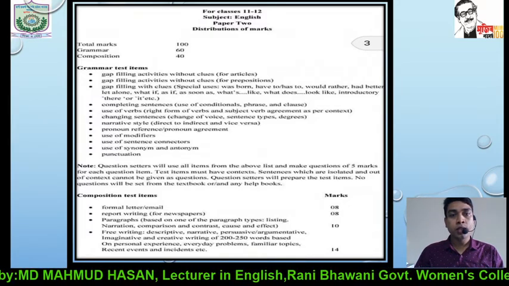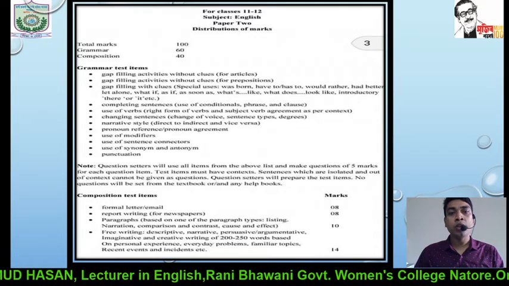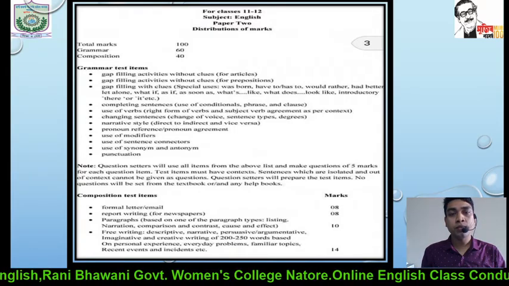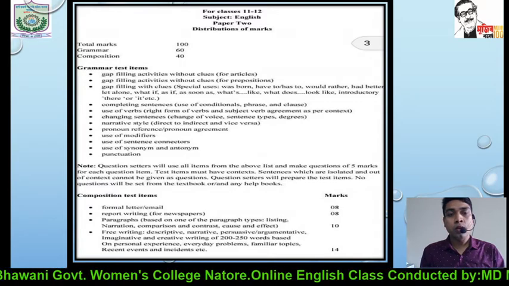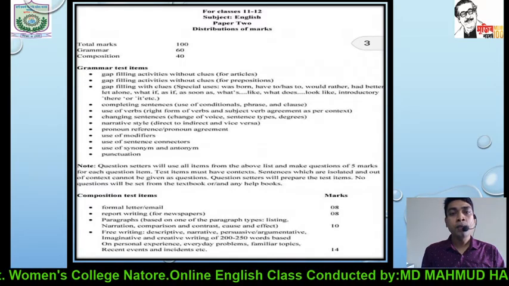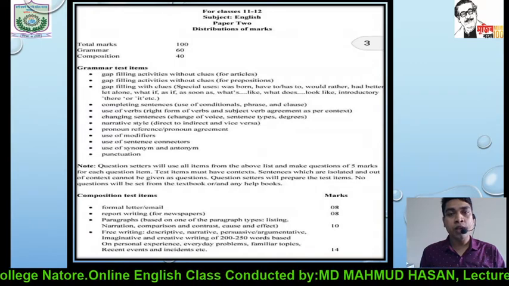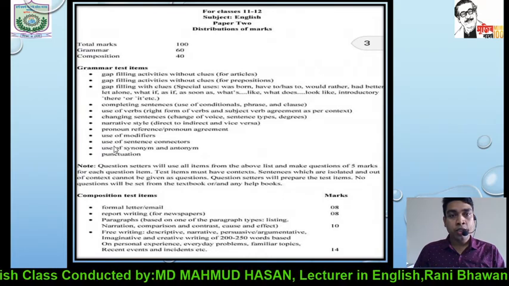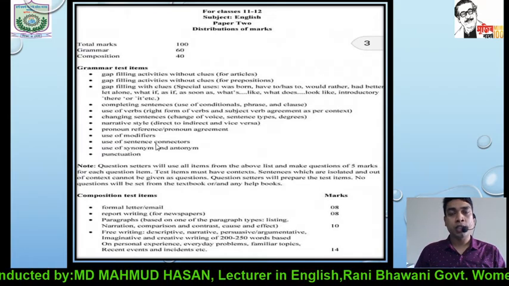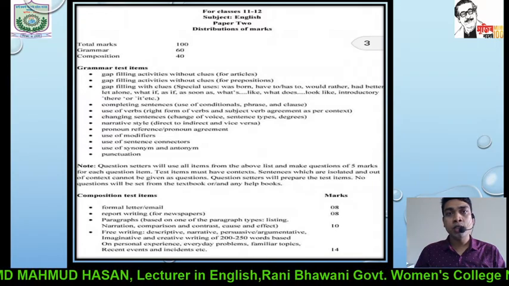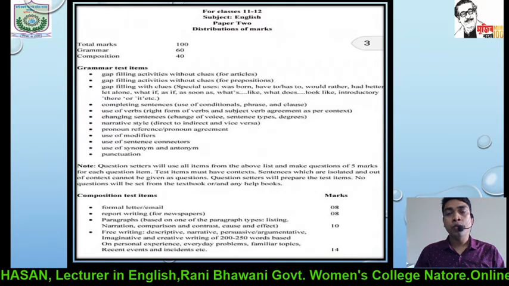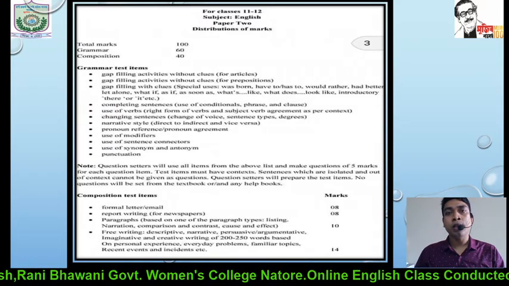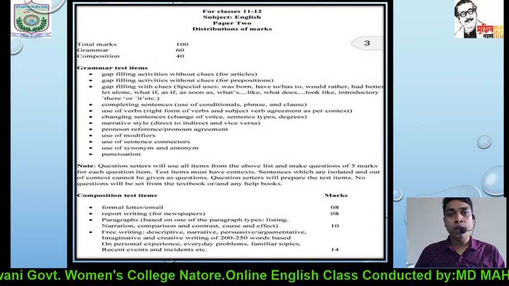Then comes the question item pronoun reference or pronoun agreement. The usage of pronoun is recommended here, and this question item also covers 5 marks. Then in the grammatical section, use of sentence connectors. There are many sentence connectors, and if you know all those sentence connectors, you can connect the sentences, and this question item will cover 5 marks.